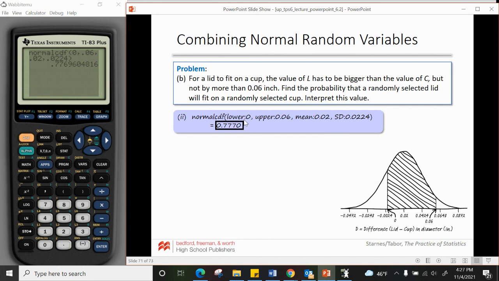So here's how it looks if you did it in the calculator. Remember you can't just write out the answer, you have to write this whole statement out. Normal CDF, parentheses, lower equals 0, upper equals 0.06, mean is 0.02, standard deviation is 0.0224. The probability that a randomly selected lid fits on a randomly selected cup is 0.7770. So there's about a 77.7% chance that a randomly selected lid will fit on a randomly selected cup.